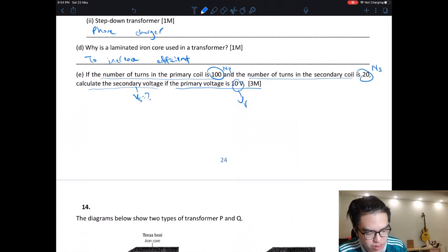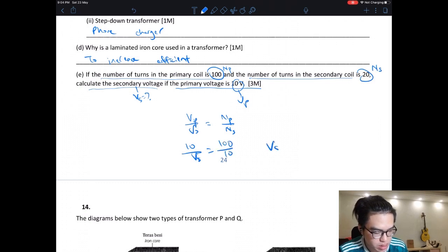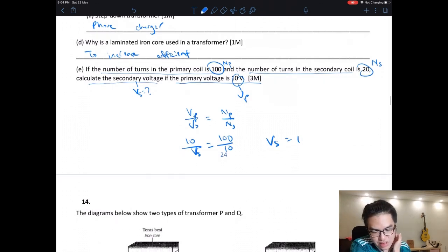So VP over VS equals NP over NS. VP is 10, VS don't know, NP is 100, and NS is 10. So VS is 10. Wait, 1, sorry, 1 volt. So simple. Oh, sorry, this is 20. I filled in the wrong one. So this is 1, this is 5, so we should get 50 volts.